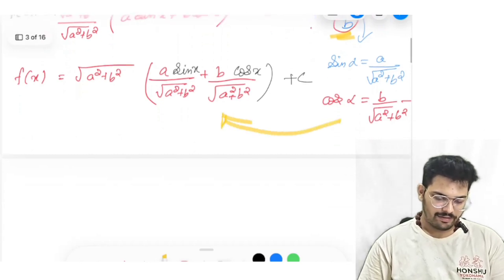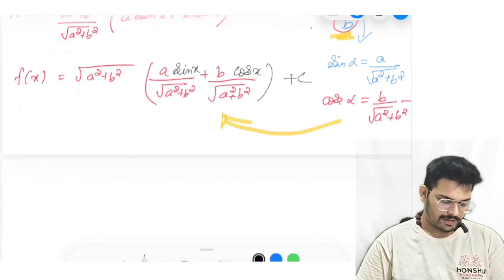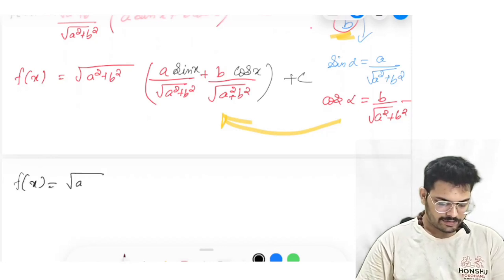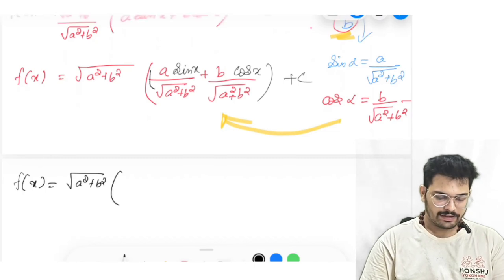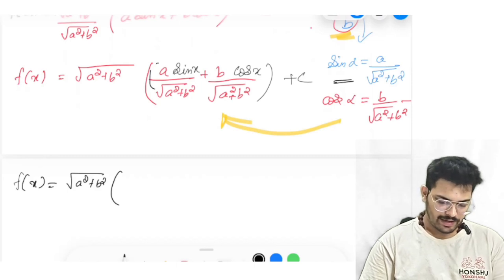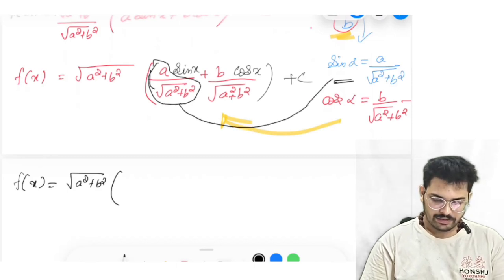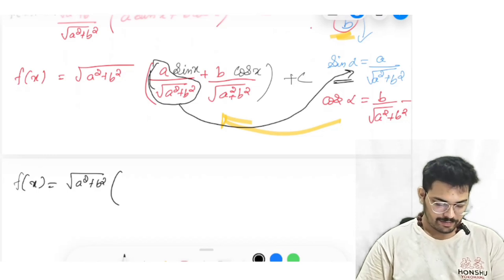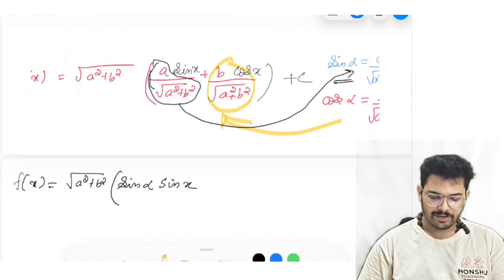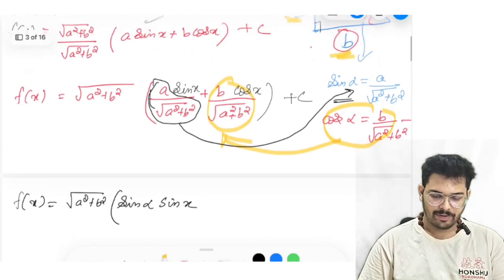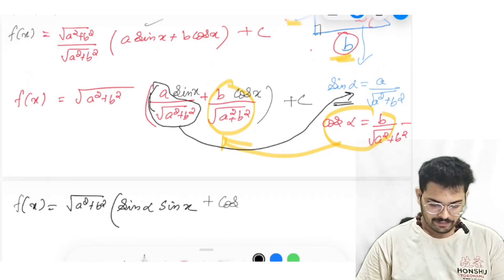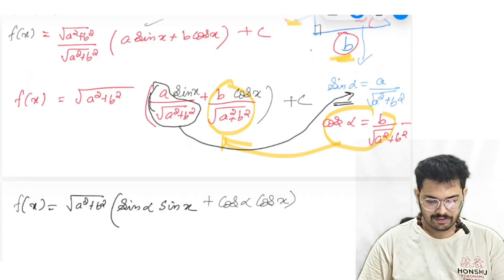Now I will be substituting this value over here. Now our function's value f of x equals root of a square plus b square into, a by root of a square plus b square, that is this value, I will be substituting as sin alpha. That value will be sin alpha into sin x plus, we can substitute b by root of a square plus b square as cos alpha. So this will become cos alpha into cos x plus our constant.